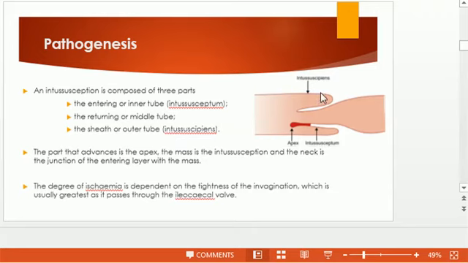So as far as pathology is concerned, intussusception has three layers, three parts. Here you can see this is the apex of the intussusception. The part that advances is the apex, which advances into the distal gut, and the whole part is the mass formation. And then the neck. This point is the neck of the intussusception, the junction of the entering layer with the mass. This area is the neck of the intussusception.